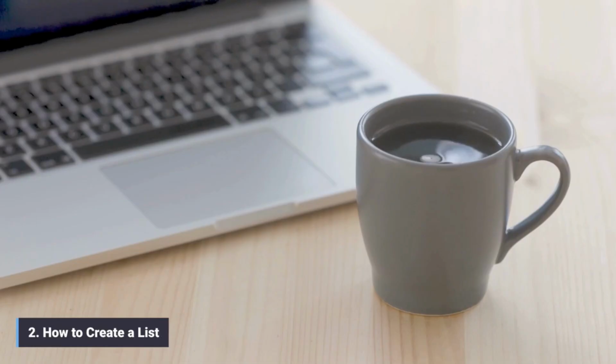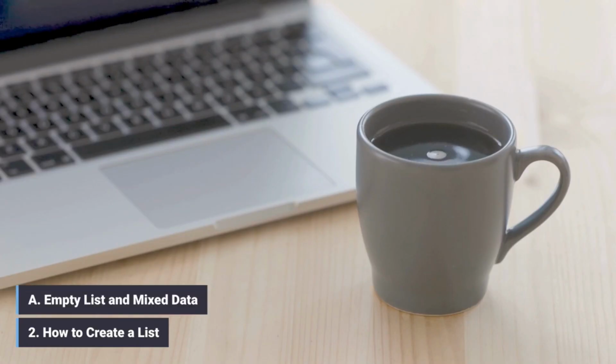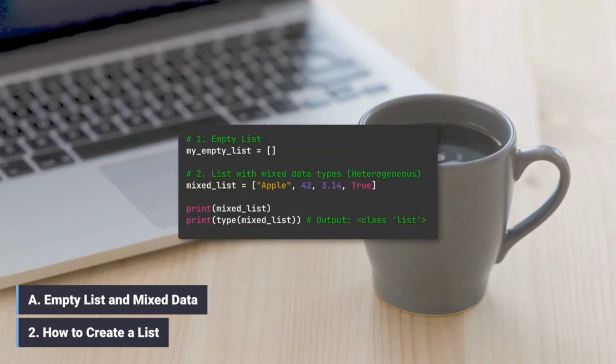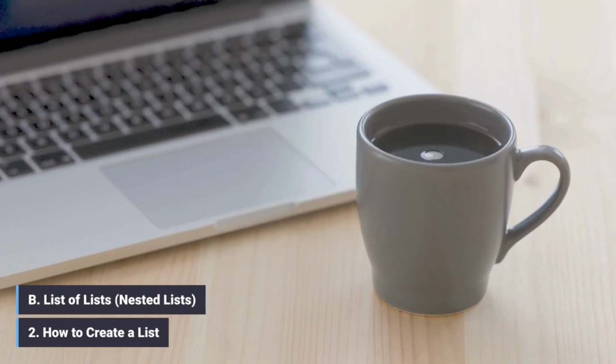To create a list, you enclose its elements in square brackets and separate the elements with commas. A. Empty list and mixed data. You can start with an empty list or create one with diverse elements. B. List of lists, nested lists. Because a list can contain any type of object, it can even contain other lists. This creates what's sometimes called a nested list or a matrix.